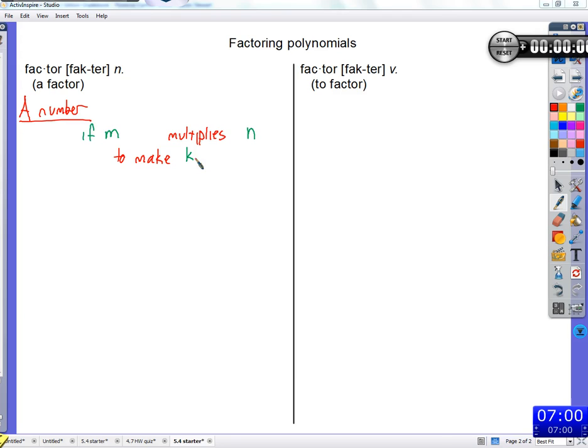Okay, so there's the rest of this statement. If m multiplies n to make k, then what can we say in the realm of factors? Perfect. Then m is a factor of k.